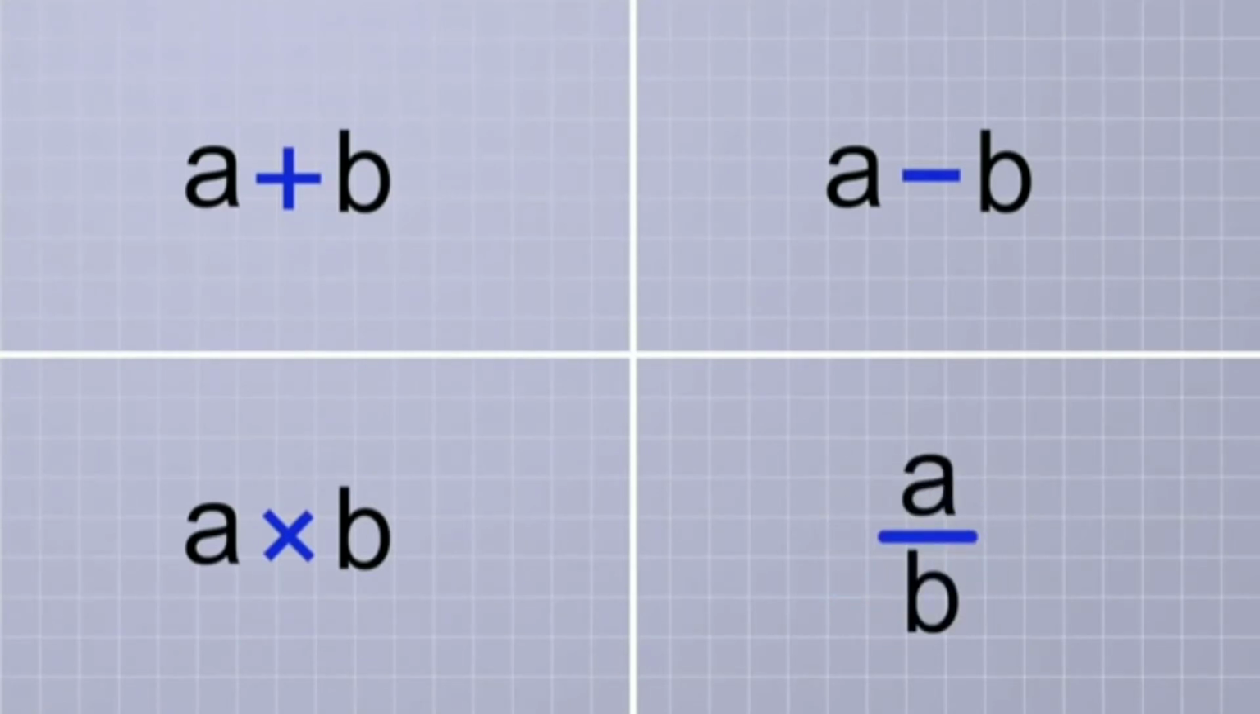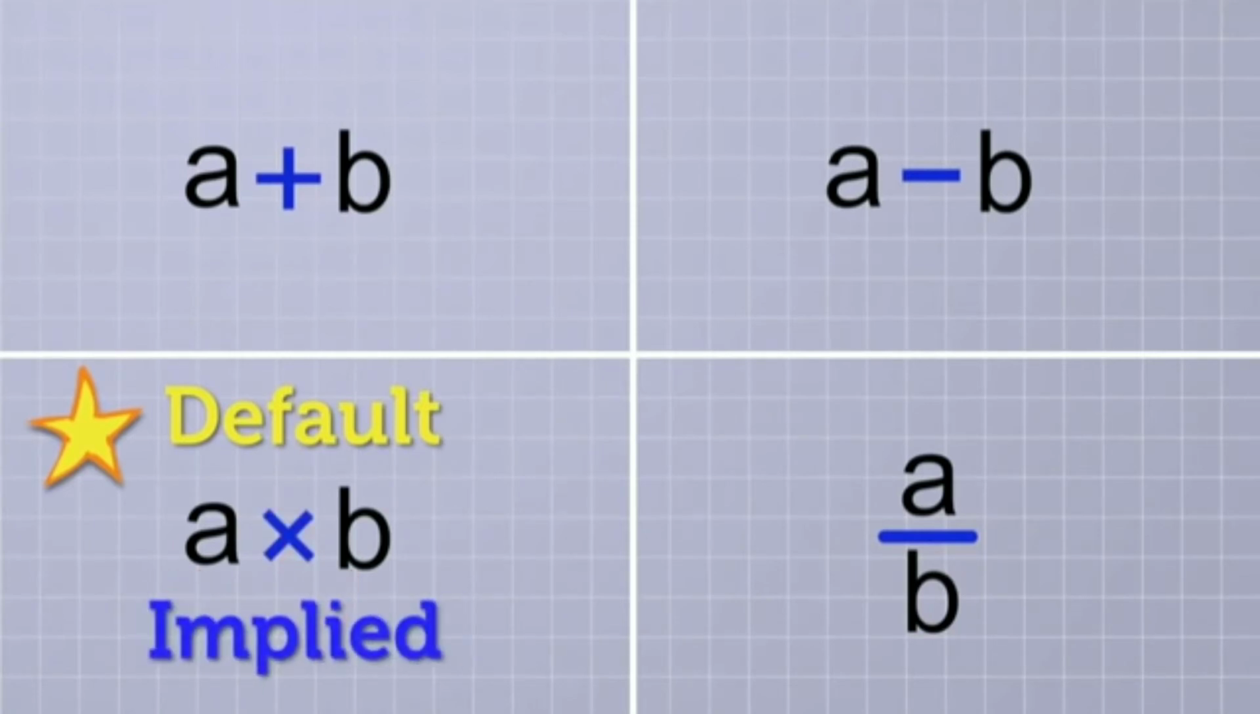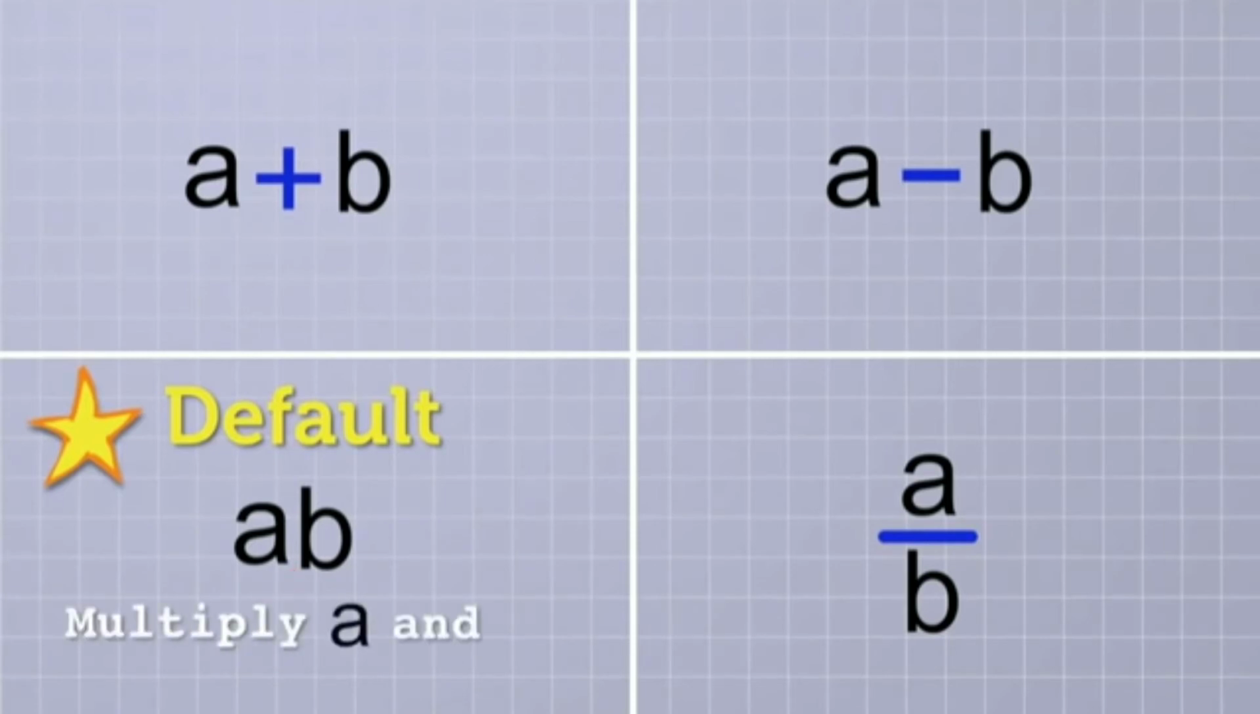In arithmetic, all 4 operations have the same status, but in algebra, multiplication gets some special treatment. In algebra, multiplication is the default operation. That means if no other arithmetic operation is shown between 2 symbols, then you can just assume that they're being multiplied. The multiplication is implied. For example, instead of writing a times b, you can leave out the times symbol and just write ab. Since no operation is shown between these 2 symbols, you know that you're supposed to multiply a and b.